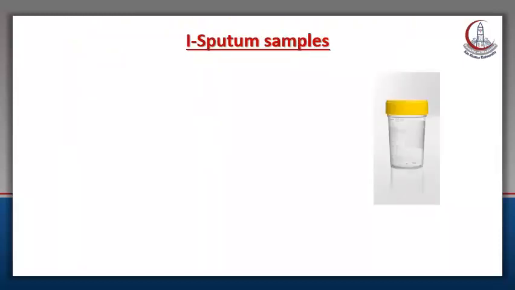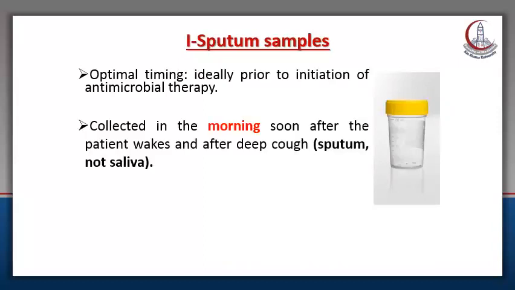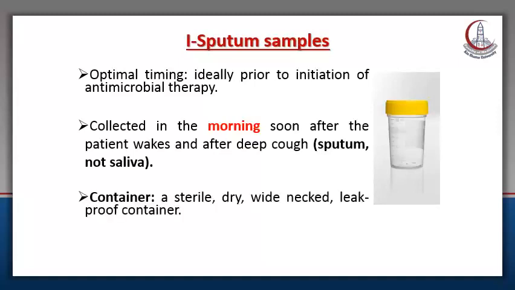As the sputum sample is the most common sample, we need to know how to ensure that the sample is up to the criteria and gives us an accurate result. First of all, the timing of taking the sample. You should advise the patient to give it in the early morning after a deep cough to ensure that it is sputum, not saliva. And of course, before initiation of antimicrobial therapy. The container should be a sterile, dry, wide-necked, and leak-proof container, as you see in this picture, which is called a universal container, but it is the sterile universal container.